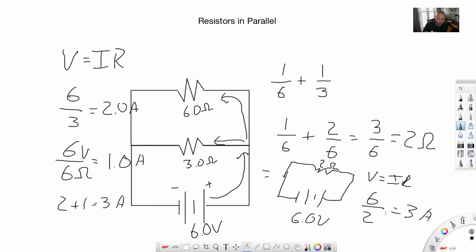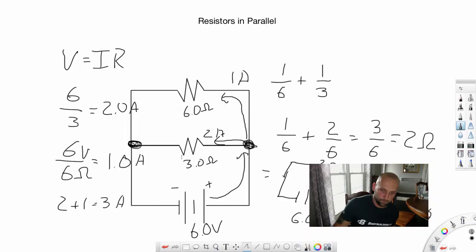So the total current when I replace my resistors needs to add up to the sum of both branches. So I have 3 amps that go in right here, 2 amps go this way, 1 amp goes up here, and then they come back together right here, and then they go back to the battery as 3 amps. So there's no loss of current throughout the whole circuit. Hopefully this helped.